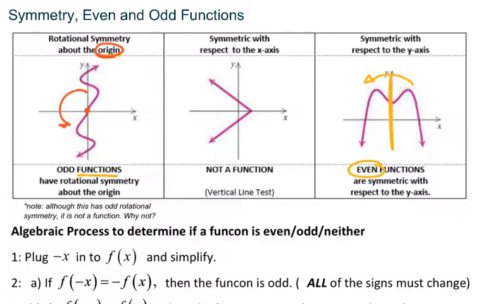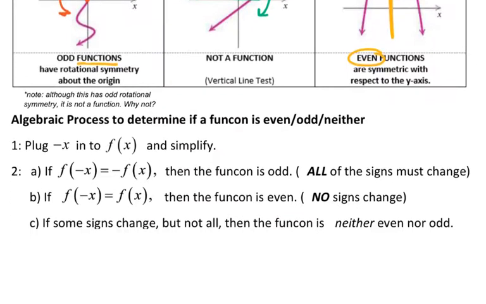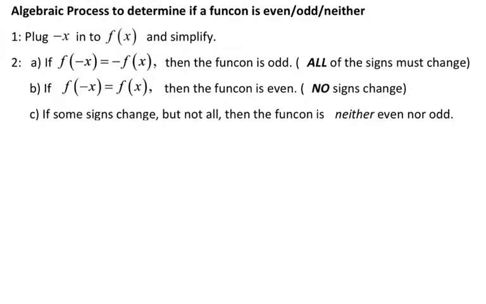And functions displaying symmetry with respect to the x-axis, although that is a type of symmetry, that does not represent a type of function. All right, so now that we visually understand what these different types of symmetry are, let's talk about the algebraic process we would use to determine if a function is even, odd, or neither. And I'm noticing that the word function there is misspelled. That must have had something to do with the PDF conversion. So, the algebraic process to determine if a function is even, odd, or neither.